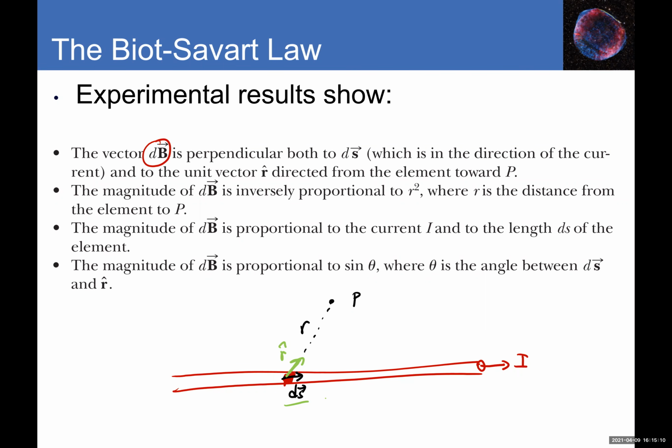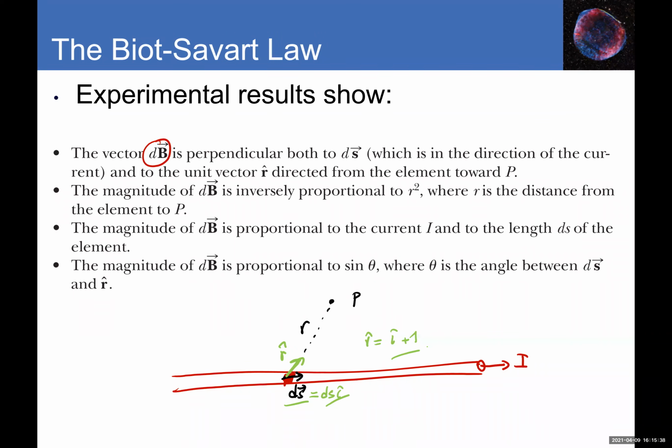Now, my ds technically can be considered as ds i hat. Our r hat unit vector can be considered some combination of i hat and j hat. That means in order for this magnetic field to be perpendicular to both of them, it has to be out of the page or into the page. And that's what we're going to see when we actually calculate those examples.